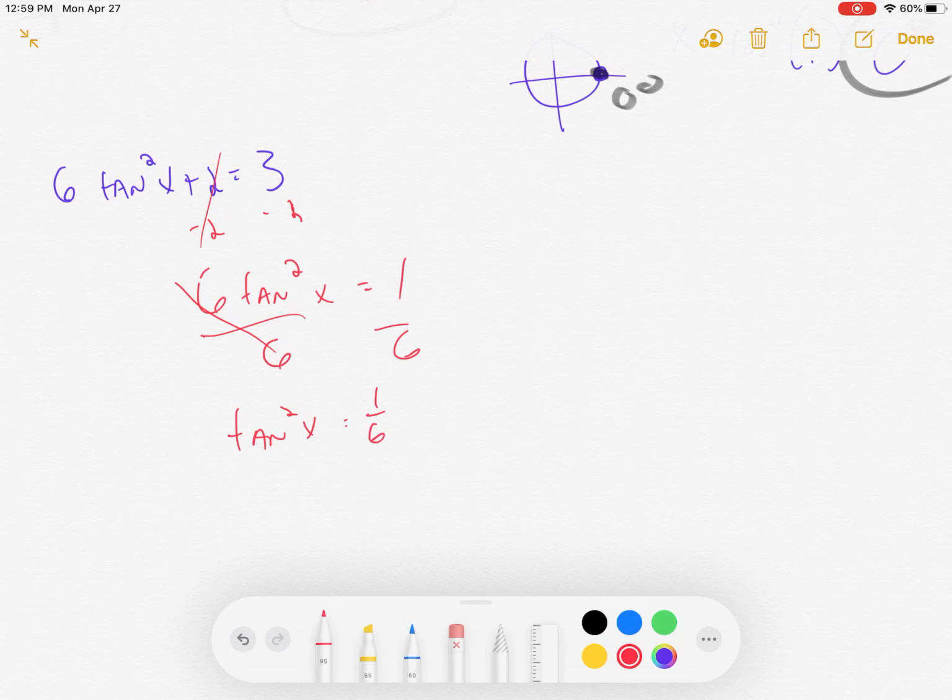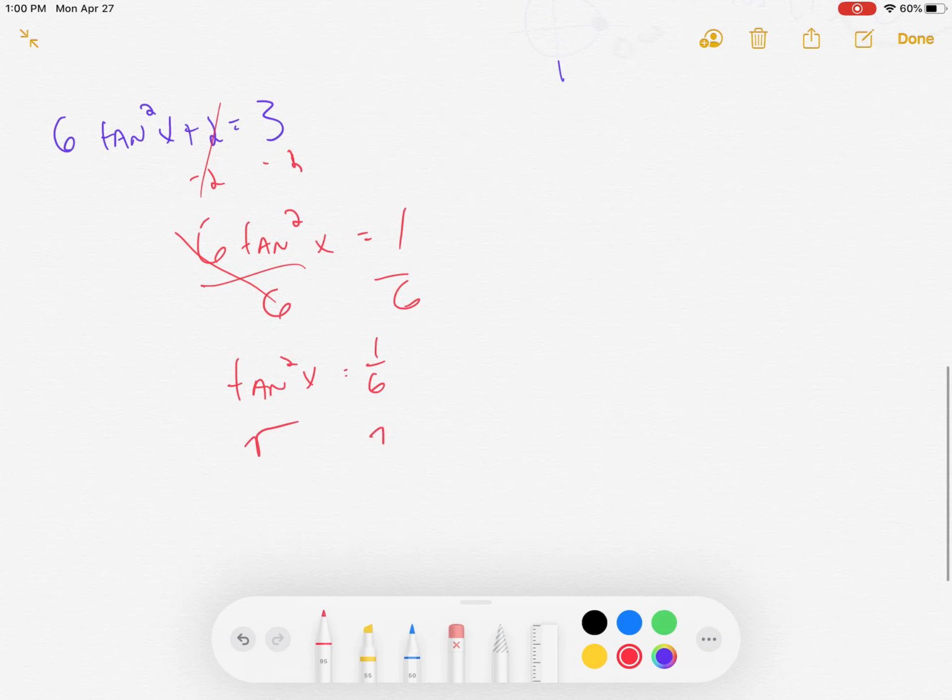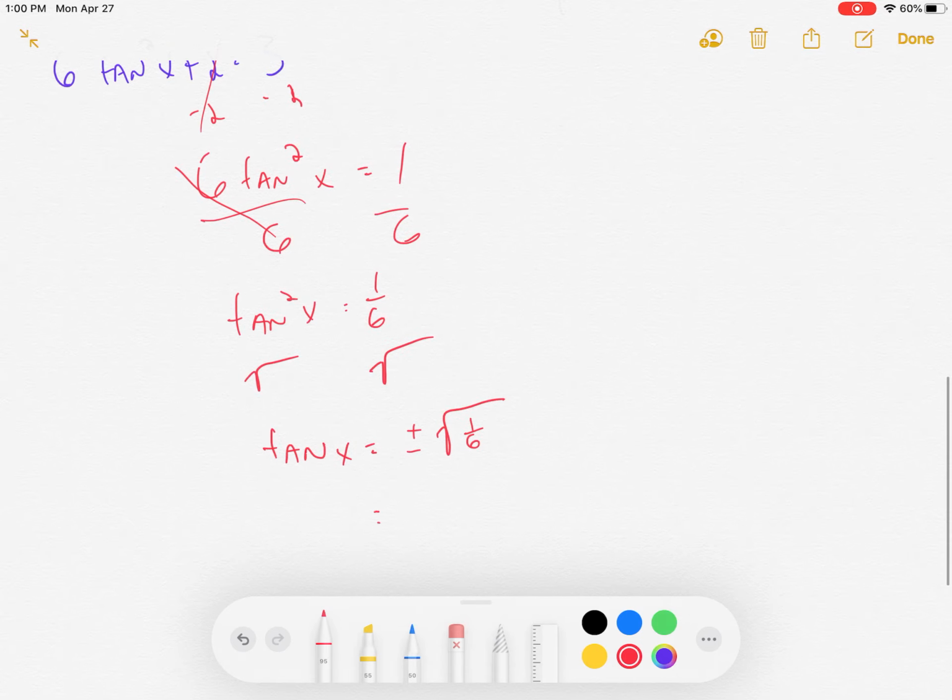Now what we need to do is take the square root of both sides. We gotta get rid of this square. When we do that, we get tangent of x equals plus or minus, that's very important here, the square root of 1 over the square root of 6.